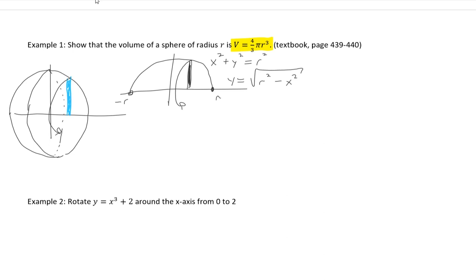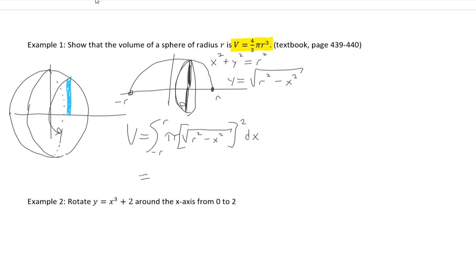And you as well. So we can find the volume, which is the integral from a to b, which is going to be negative r to r. And then we have pi times radius squared, dx. In this case, my radius is that formula, the square root of r squared minus x squared. That is the radius of the slice that I am creating. Remember, the radius in the equation pi r squared is considering this slice that we created right here and what the radius of that is.